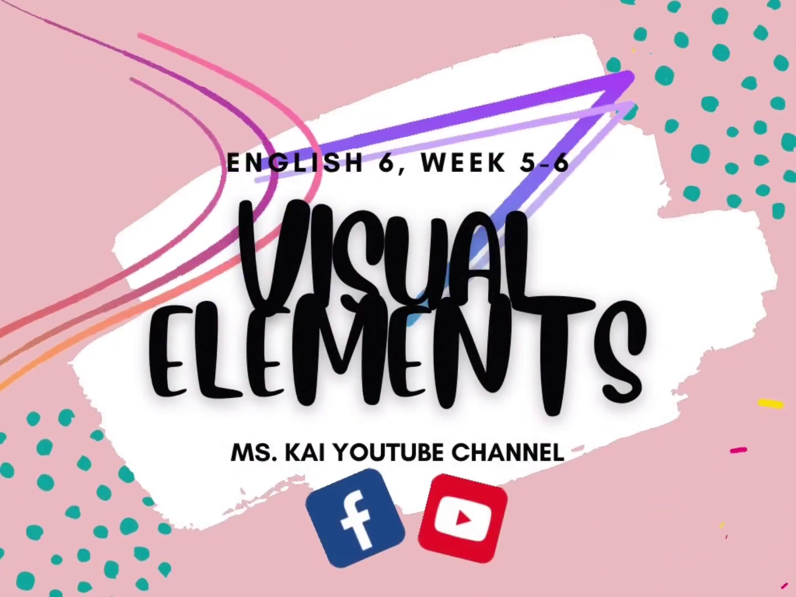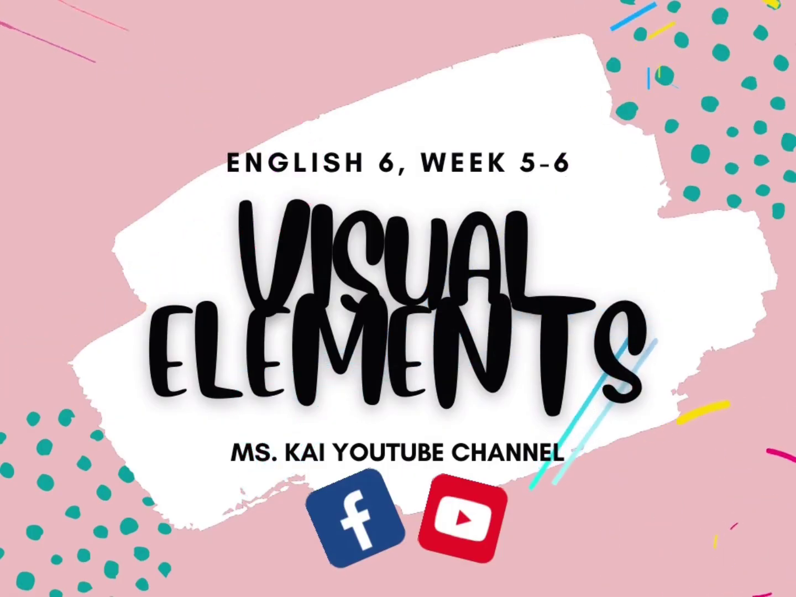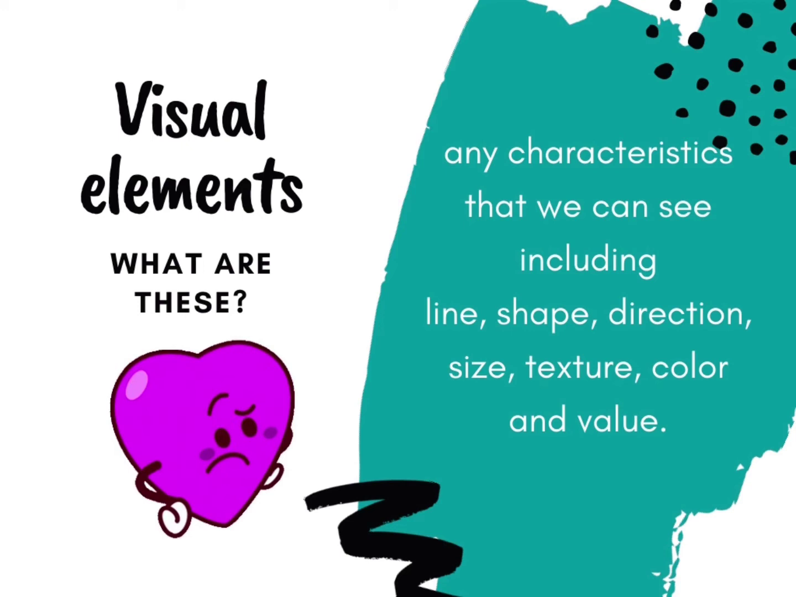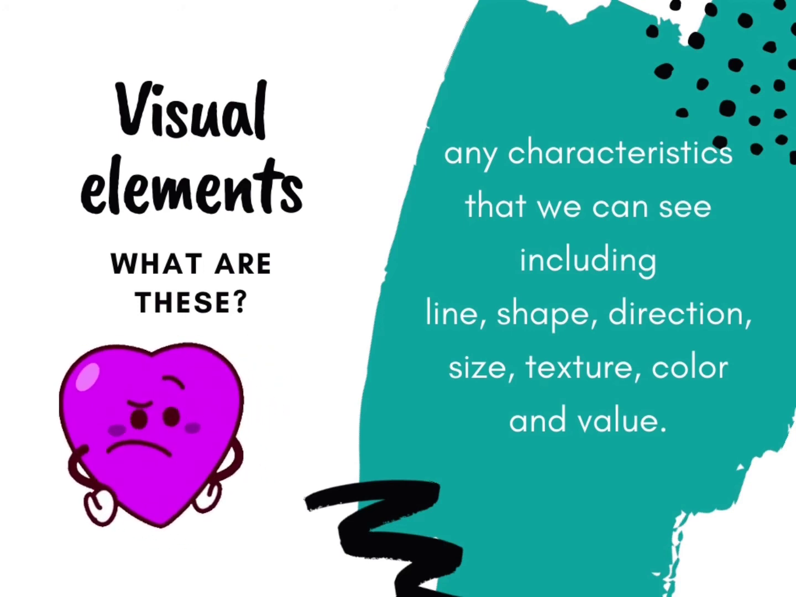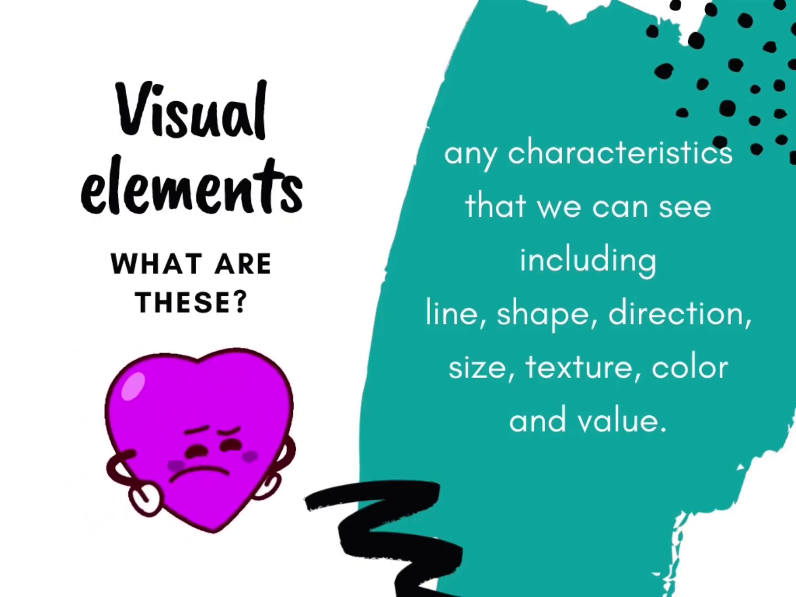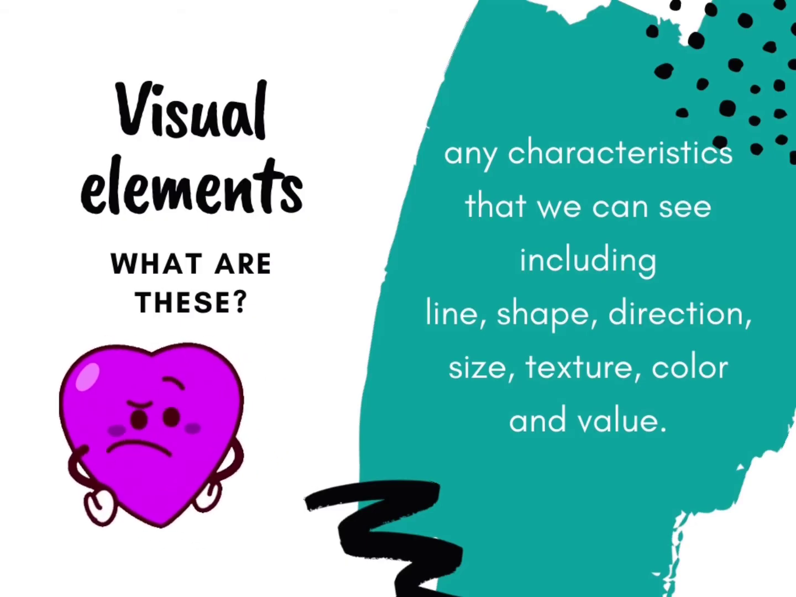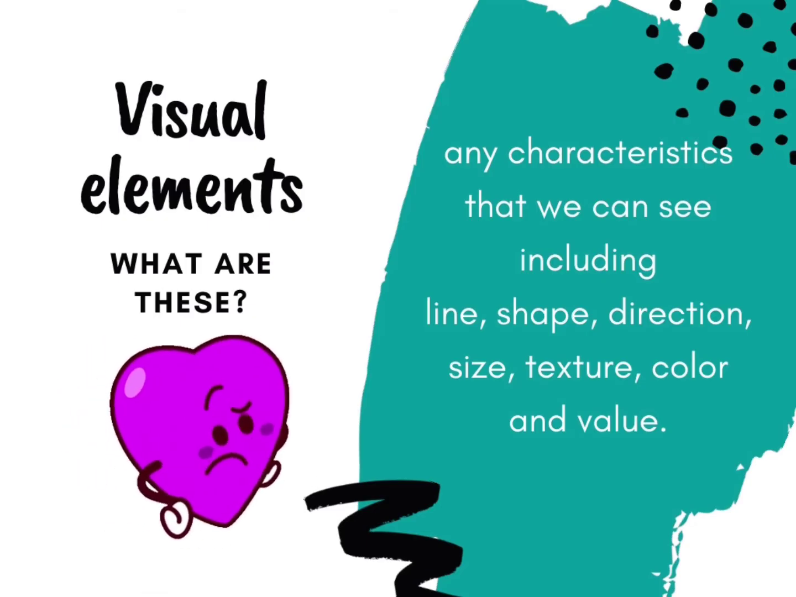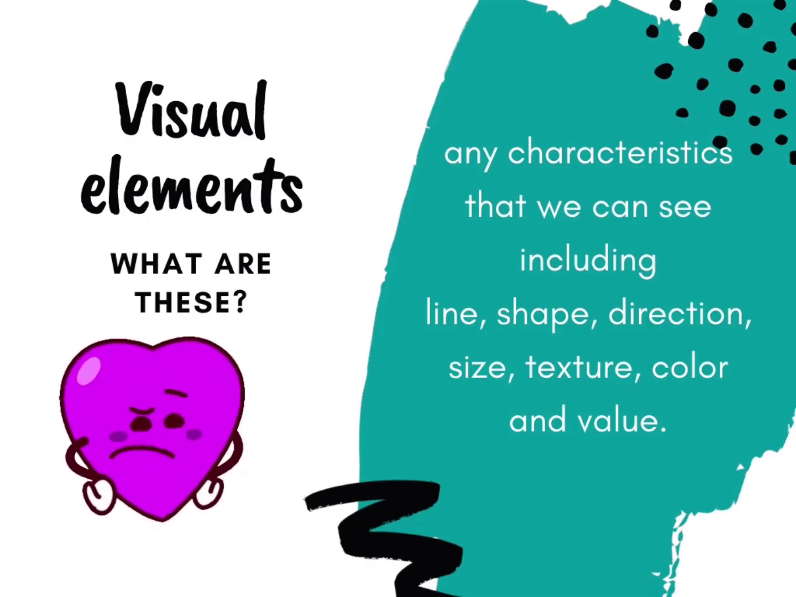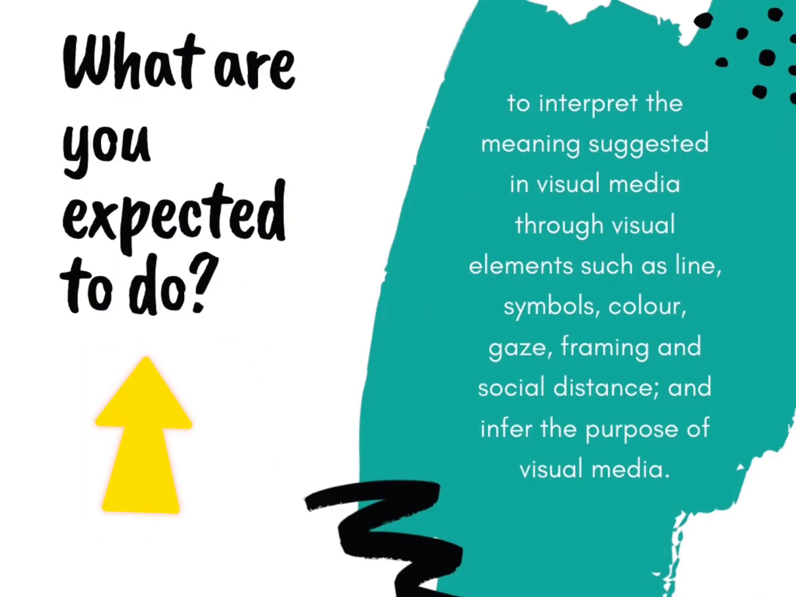For English 6 week 5 to 6, we're going to talk about visual elements. What are visual elements? You might be wondering, what are these? Visual elements are any characteristic that includes line, shape, direction, size, texture, color, and value. In this lesson, you are expected to interpret meaning suggested in visual media through these visual elements. Also, you are expected to infer the purpose of visual media. Don't worry, I will be here to help you out.